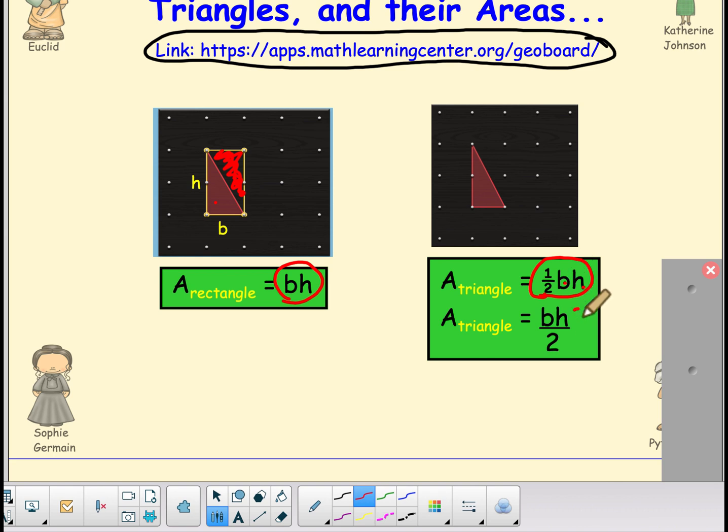And another way of writing it is dividing by 2, because remember, multiplying by 1/2 is the same as dividing by 2. So the relationship between the area of a rectangle versus area of a triangle is, it's the same formula divided by 2 gives us the area for a triangle.